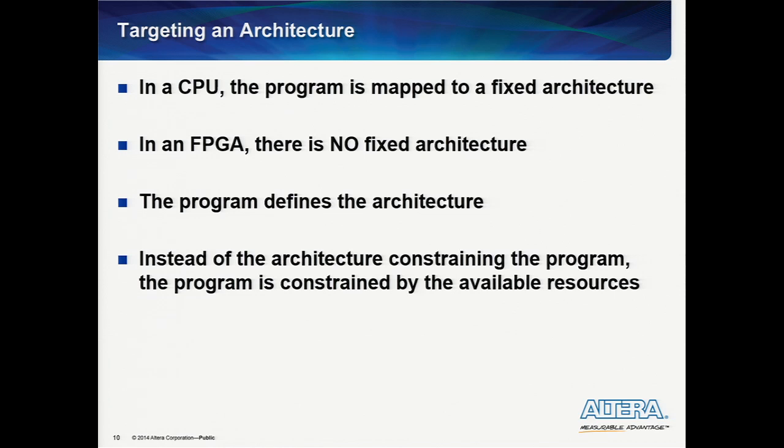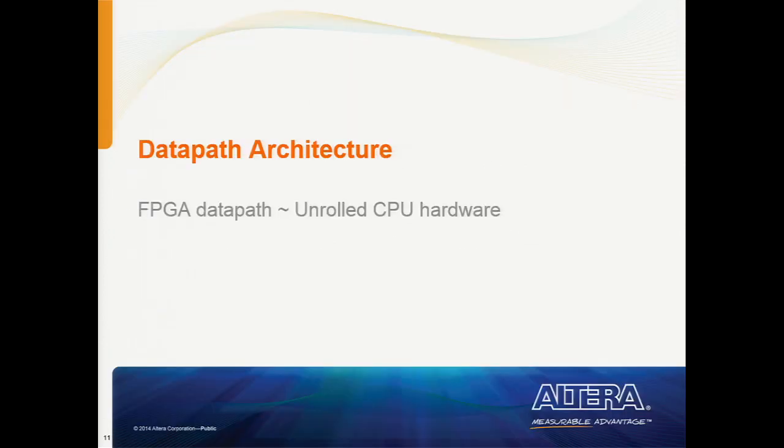So our program is going to define our architecture. And that's what we're going to create a data path out of. And instead of being constrained by the available hardware, we're constrained by the resources on the chip itself that we have to use to create the hardware. So it's quite a bit different model than your typical CPU compilation. So how do we go about generating a data path? At a very high level, you can liken an FPGA data path to an unrolled CPU.